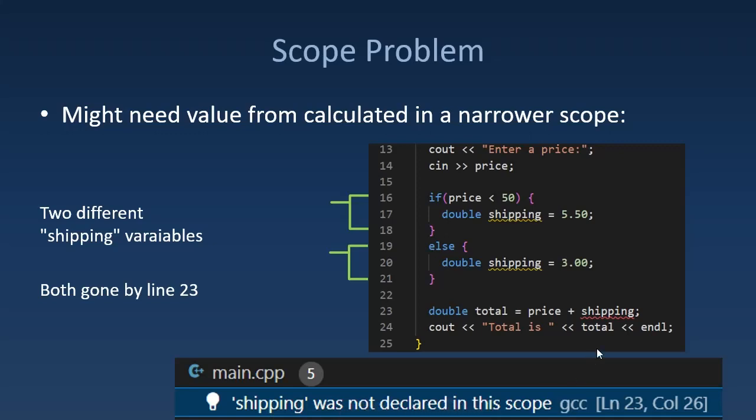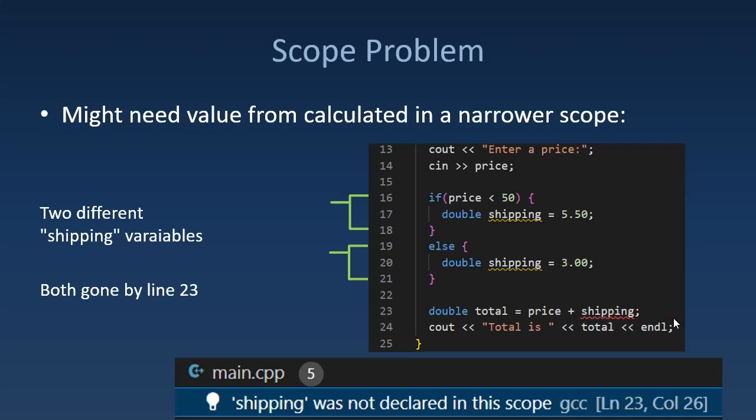Shipping was not declared on line 23 because there was one shipping variable from line 16 to 18. And then when we get to line 18, that goes away. Either I had that one, or maybe I went into the else, and on line 19, a shipping variable became available in that block. And then, on line 21, it goes away. Either way, there is no shipping down here.